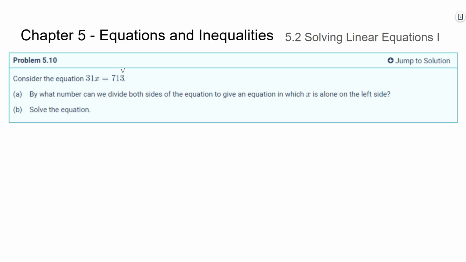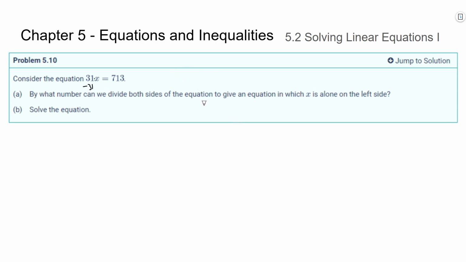All right, consider the equation 31x equals 713. Okay, so what number can we divide both sides of the equation by to give an equation in which x is alone on the left side? All right, so now we're dealing with some multiplication right here. Because remember that 31x means 31 times x. So we can't just do minus 31, right? That wouldn't really work, because then we'd just be left with 31x minus 31. We can't get rid of that 31 because we're not adding 31 to x, we're multiplying 31 by x.